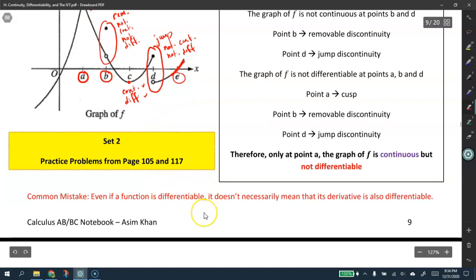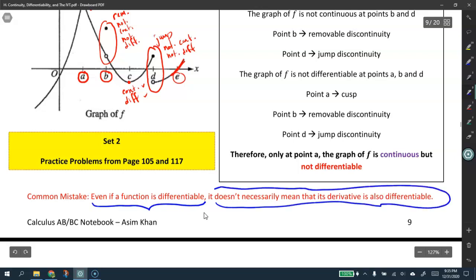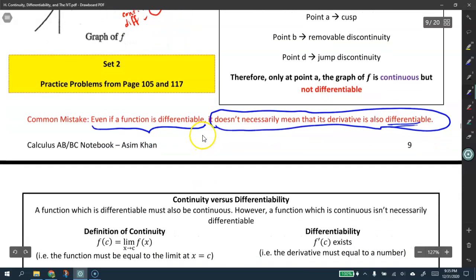Okay. All right, just a quick comment on a common mistake students have made in the past. If somebody tells you that a function is differentiable, it doesn't necessarily mean that its derivative is also differentiable. Now notice I'm not talking about differentiability and continuity. I'm saying if somebody tells you that a function has a derivative, that doesn't mean that the graph of its derivative will also be something you can take derivatives of. It's not necessarily true. Okay? So I wanted to make that little point as we move along.